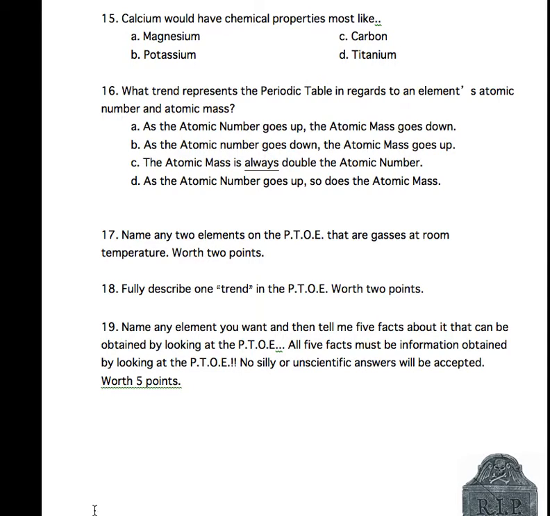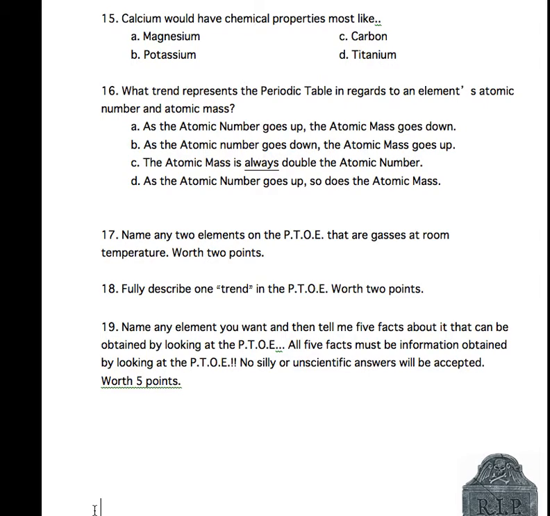Number 16. What trend represents the periodic table in regards to an element's atomic number and atomic mass? Is it A, as the atomic number goes up, the atomic mass goes down, B, as the atomic number goes down, the atomic mass goes up, C, the atomic mass is always double the atomic number, or D, as the atomic number goes up, so does the atomic mass?